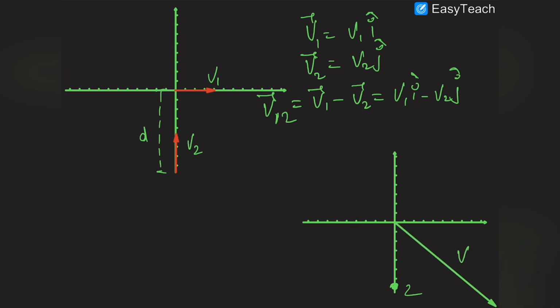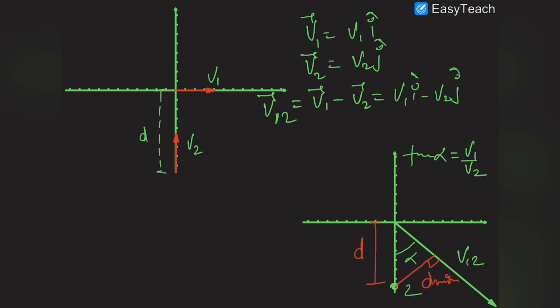This is v12. Now this angle is, let's suppose, alpha, then tan alpha would be equal to the x component upon the y component of v12. So the x component of v12 is v1 and its y component is v2. So v1 upon v2 is tan alpha. Now if we have to find out the minimum separation between them, then this would be the minimum separation, d minimum. So this is given as d.